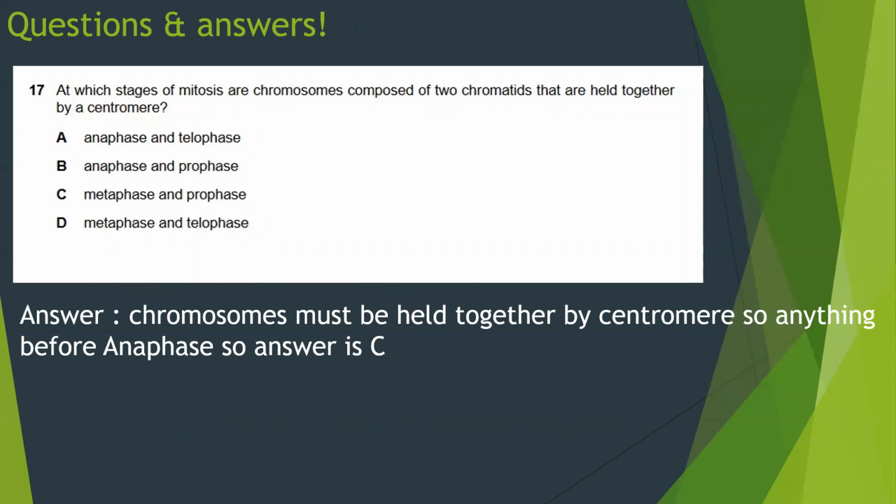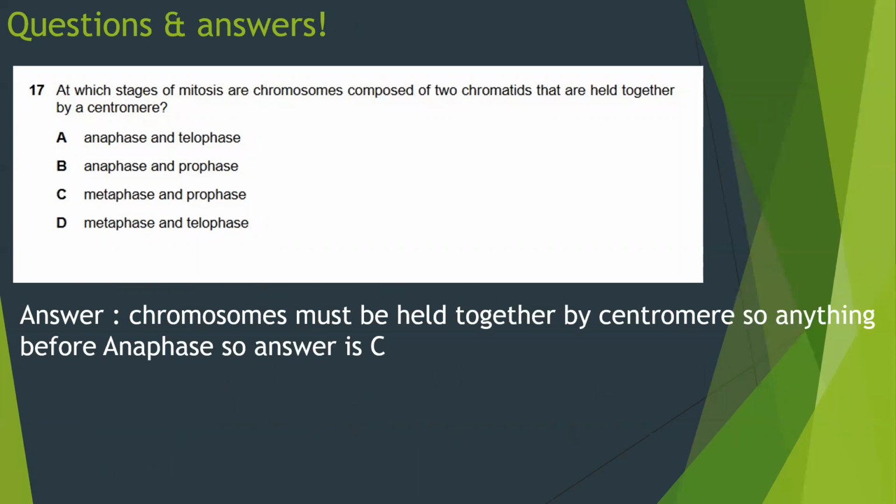It's a very short chapter, so we'll do a few questions to test your understanding. So question 17, this is from one of the past papers. At which stages of mitosis are chromosomes composed of two chromatids that are held together by a centromere?